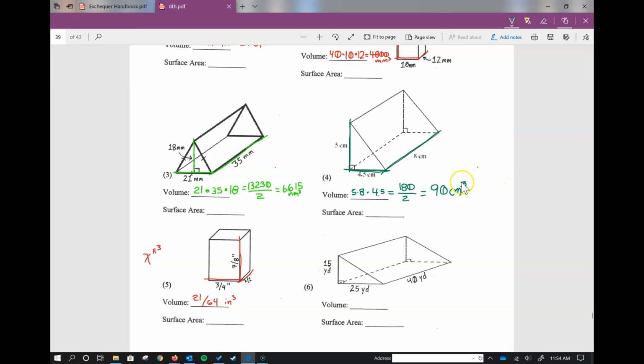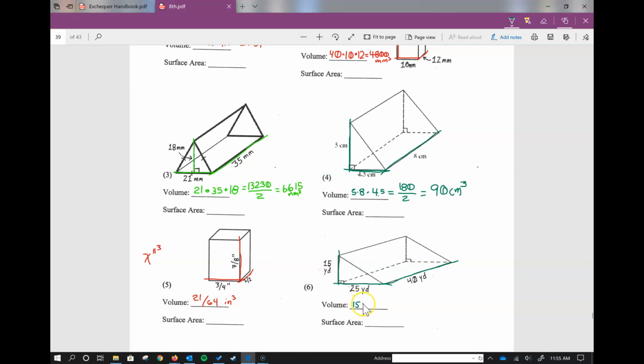Okay, final example. Very similar to number 4. It's also a right triangular prism. We have a left to right measurement of 25. We have a front to back measurement of 40. And we have an up and down, straight from the floor to the top measurement of 15.